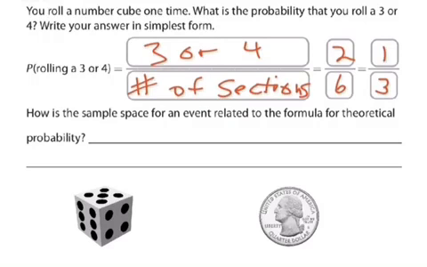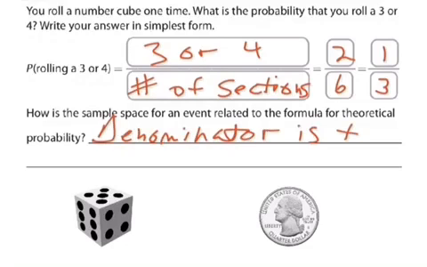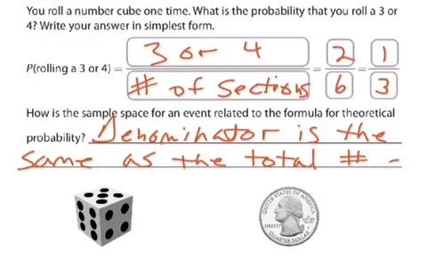So how is the sample space of an event related to the formula? Well, it's related in that the denominator is the same as the total number of outcomes. So 6, the denominator, is the same as the total number of outcomes, which means when we roll this die, there's a fair chance that it could land on 1 through 6, we don't know, and that sets up our denominator.